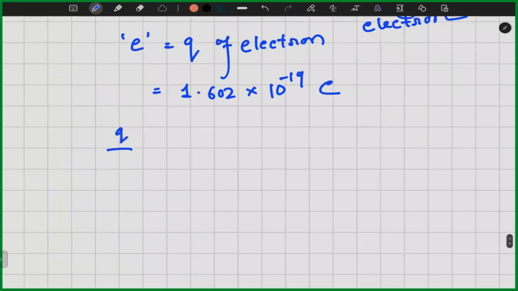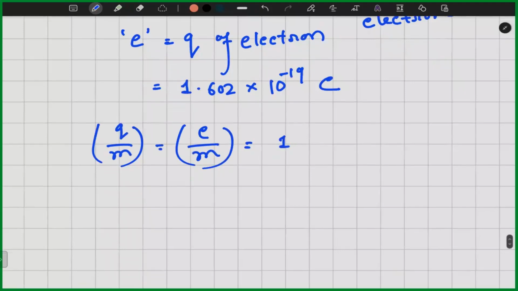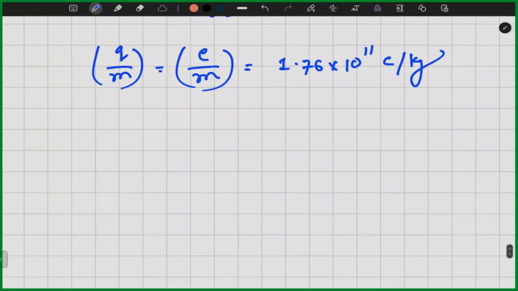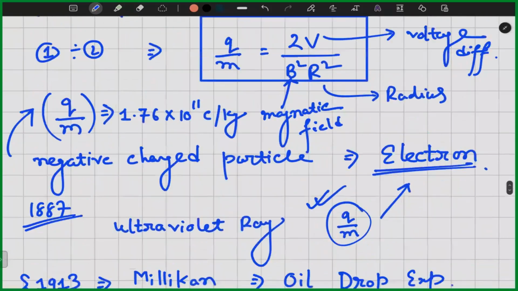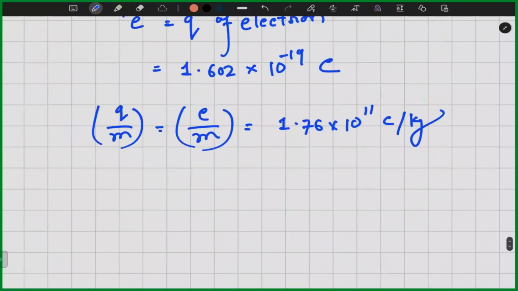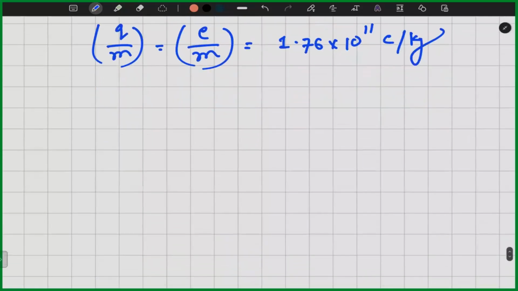And we know the q by m, or now we can say e by m. What is e by m? e by m is 1.76 into 10 to the power 11 coulomb per kg. So from here we can easily evaluate the mass of the electron also. Through these two experiments we evaluated the mass and the charge of the electron. So this is the discovery of the electron. Up to that everything is fine, but now something occurs, and we'll get into that.